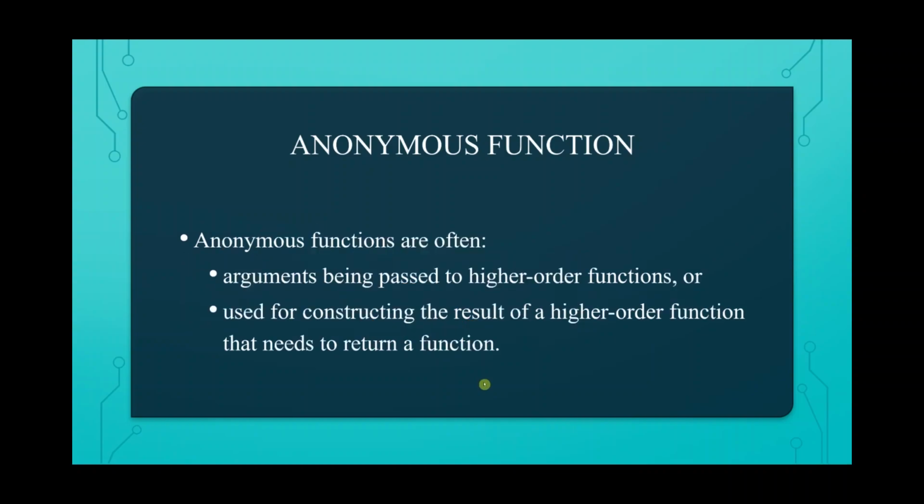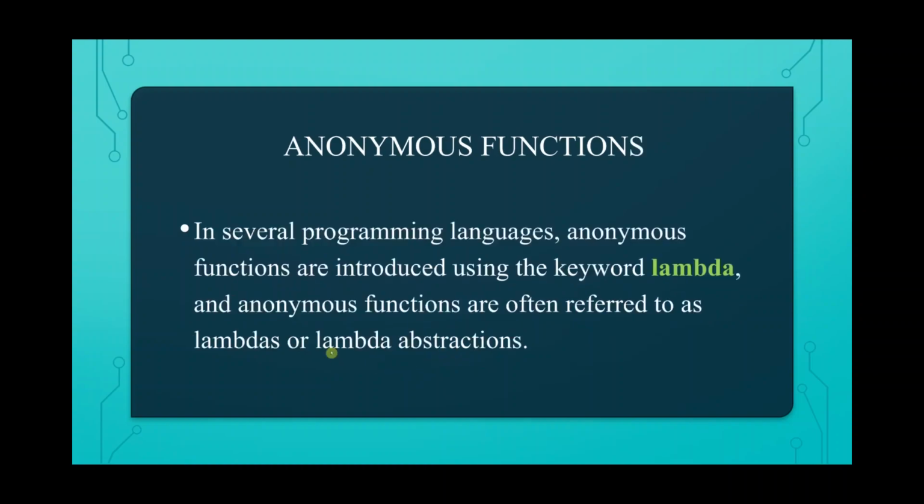So anonymous functions are often arguments being passed to higher order functions, or used for constructing the result of a higher order function that needs to return a function. Return a function. And we are going to have an example of those. In several programming languages like Python, Java, and so on, anonymous functions are introduced using the keyword lambda. And they are often referred to as lambdas or lambda abstractions.